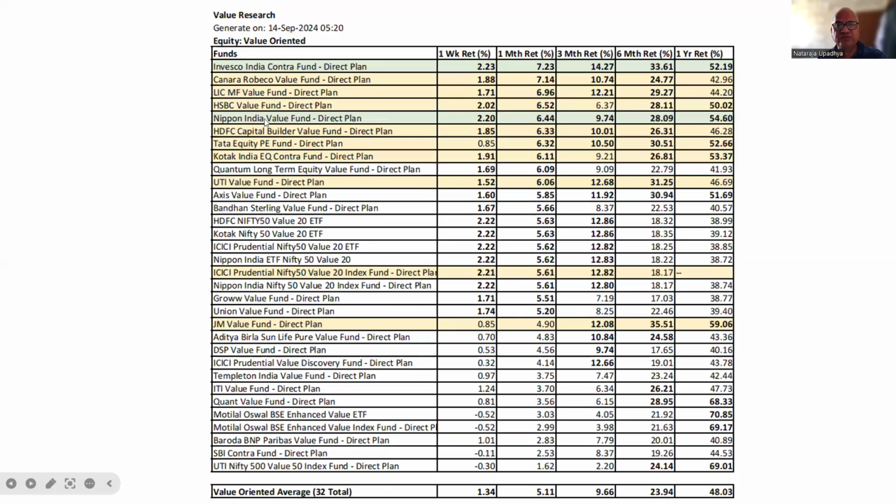Next are value oriented funds. There are 32 funds. Average return on a weekly basis 1.34, monthly basis 5.11, 3 months 9.66, 6 months 23.94, and 1 year 48.03. Only two in green. Invesco India Contra Fund, 1.23 for the month, 52.19 for the year. Nippon India Value Fund, 6.44 for the month and 54.60 for the year.